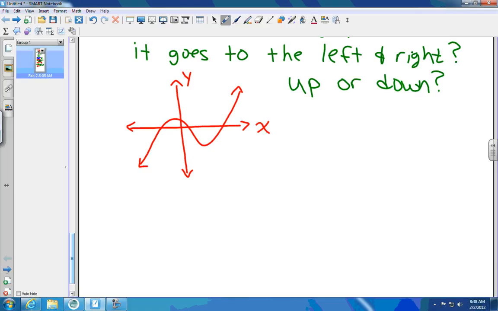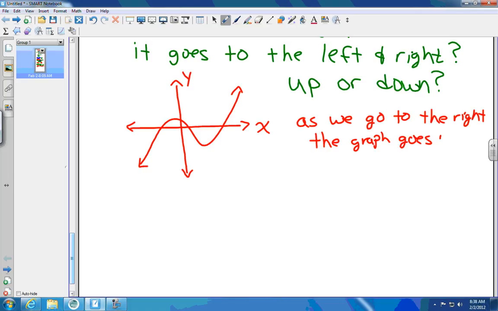So here's the question. As we move along this x-axis, we are going to the right. As we are going along to the right, which way is the graph, this curvy line here, pointing? Is it pointing up or is it pointing down? It is pointing up. So as we go to the right, we just said the graph goes what? Graph goes up.